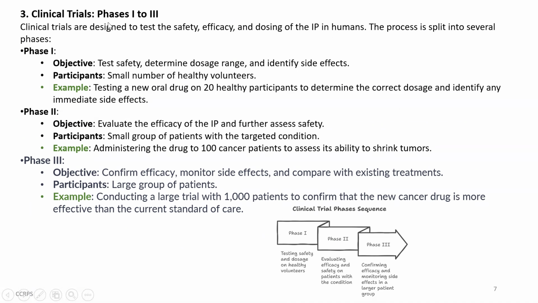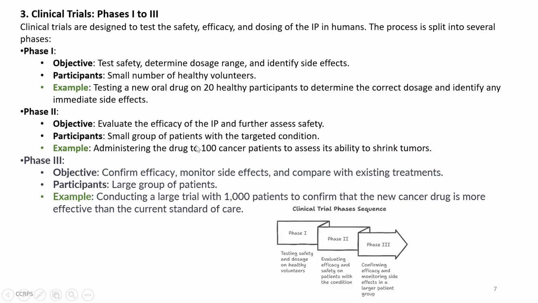Another key point here: clinical trials, phases 1 to 3. Clinical trials are designed to test the safety, efficacy, and dosing of the IP in humans. The process is split into several phases. Phase 1 objective: test safety, determine dosage range, and identify side effects. Participants: a small number of healthy volunteers. Example: testing a new oral medication on 20 healthy participants to determine the correct dosages and identify any immediate side effects.